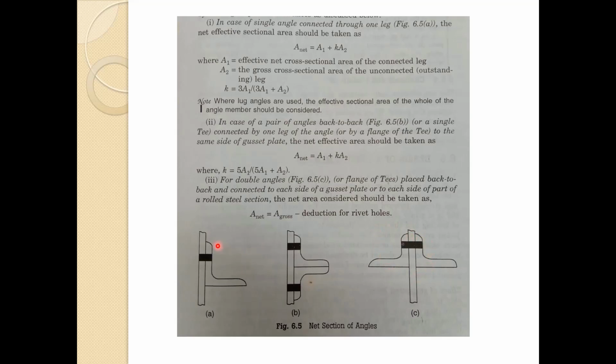Because if you consider here, from this plate the tension or the force is transferring to this section. While doing so, this connected part is taking more force than this unconnected leg. That's why we have to give more weightage, or we have to decrease the effective area to consider this condition. Same in this case, this outstanding leg takes less force than this connected leg. So because of which we are using these formulas.